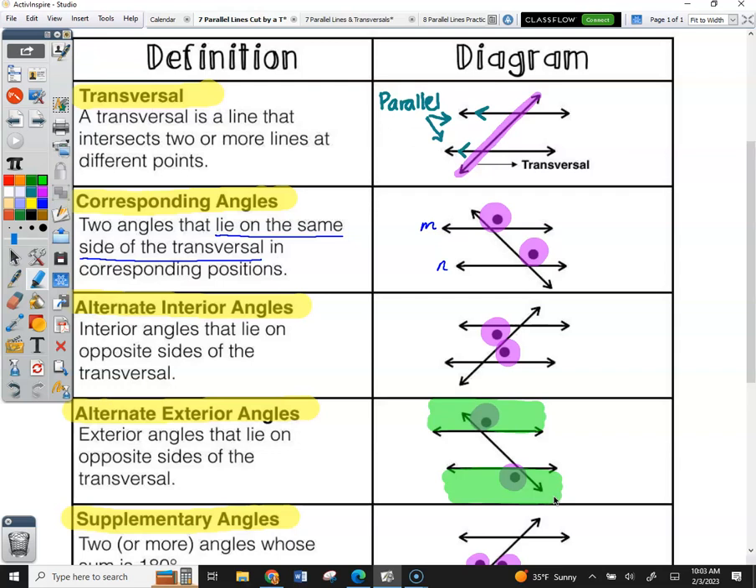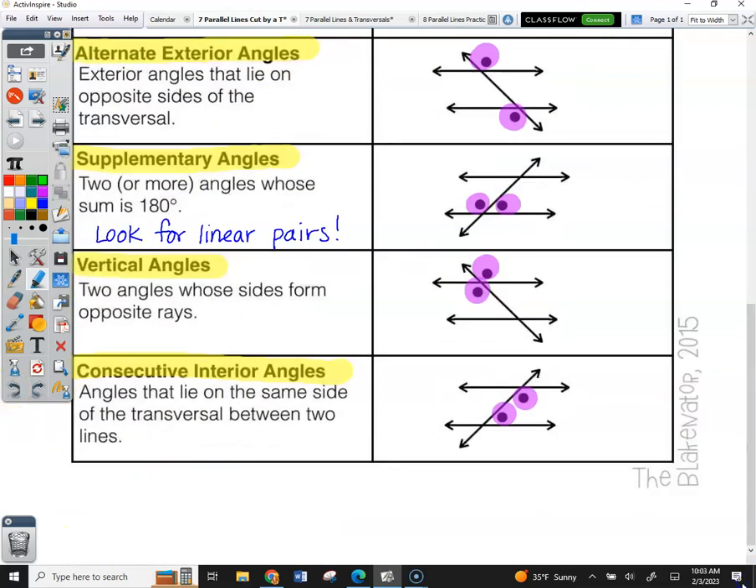All right, then the very last one is consecutive interior angles. We are going to adjust this word. We're going to write same side. Same side interior.